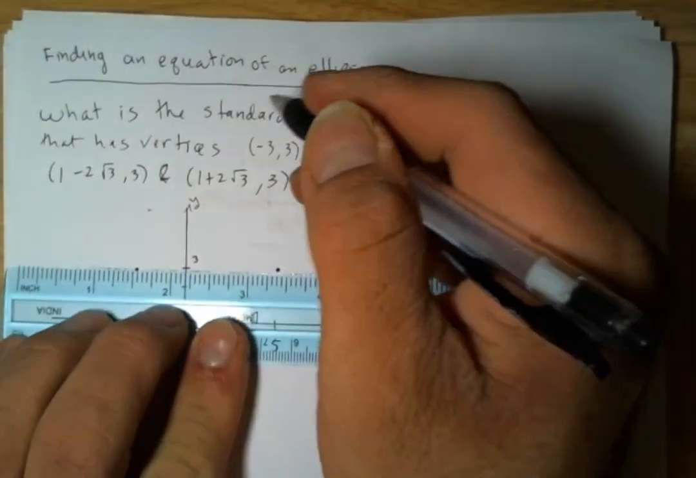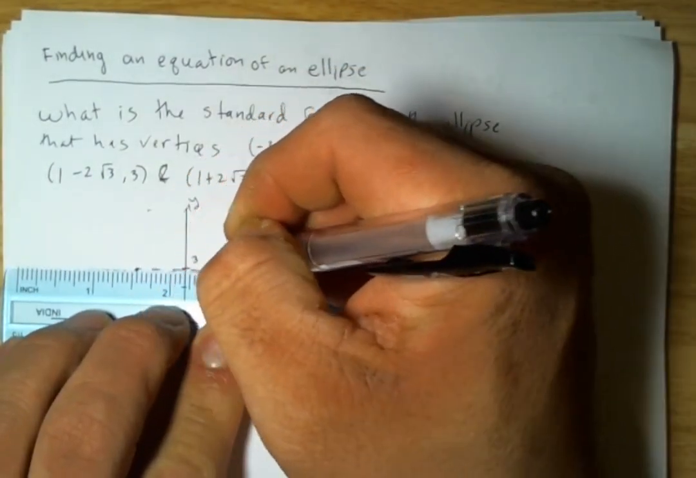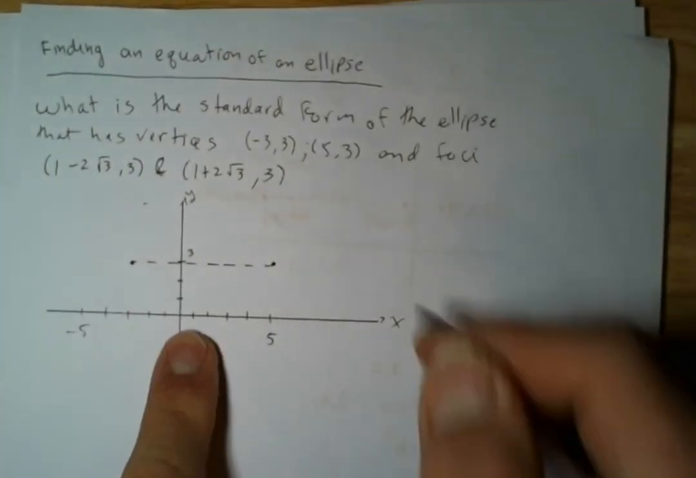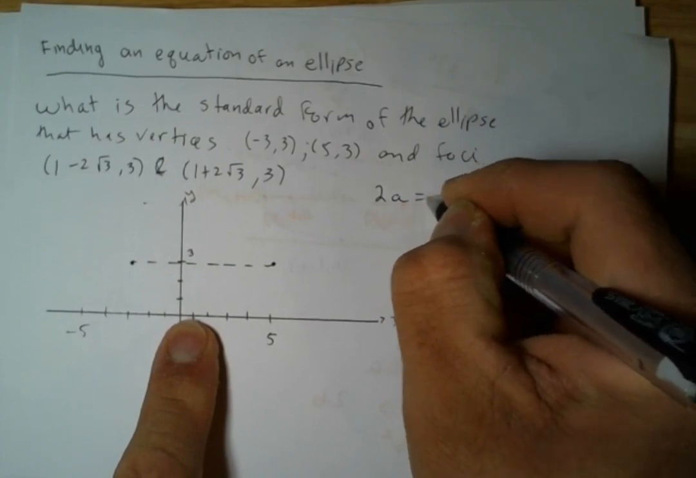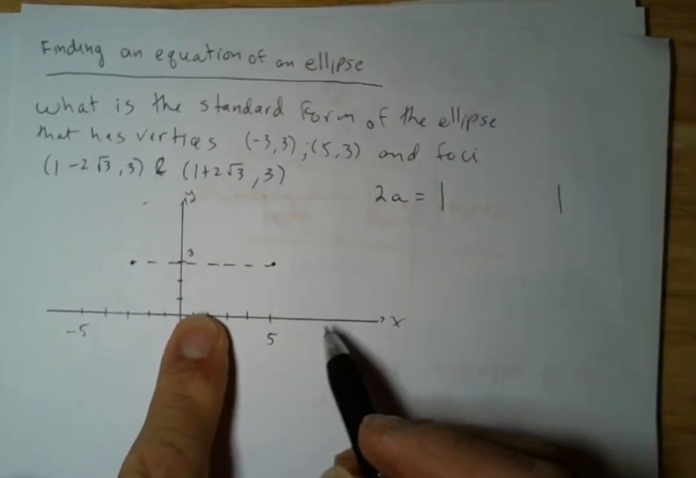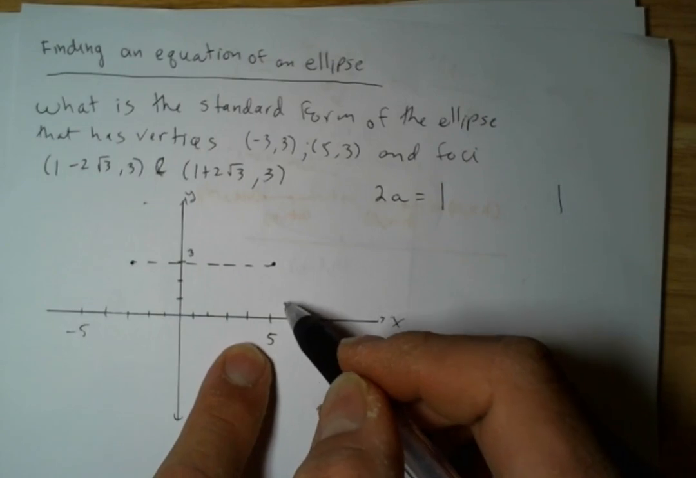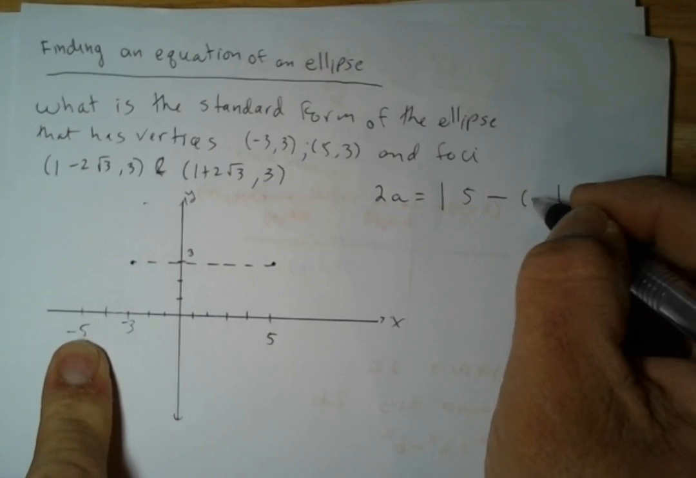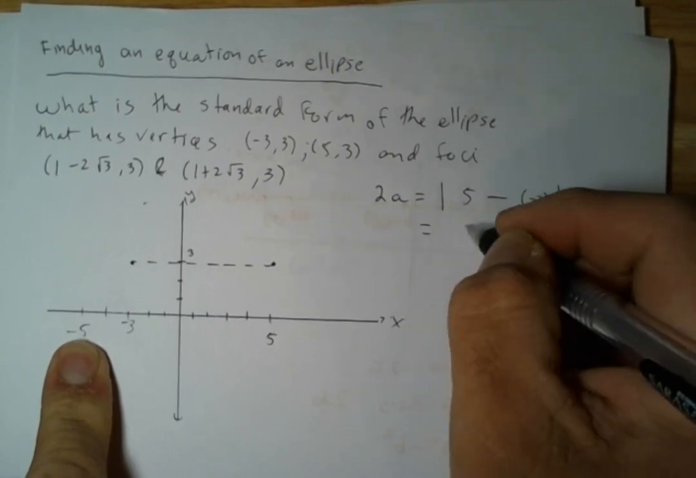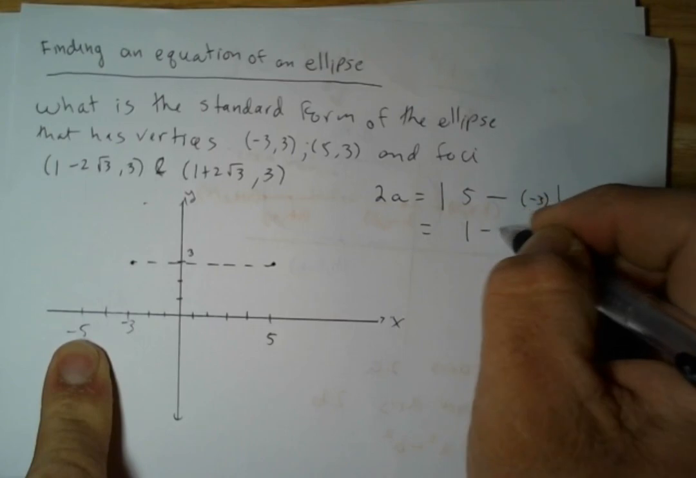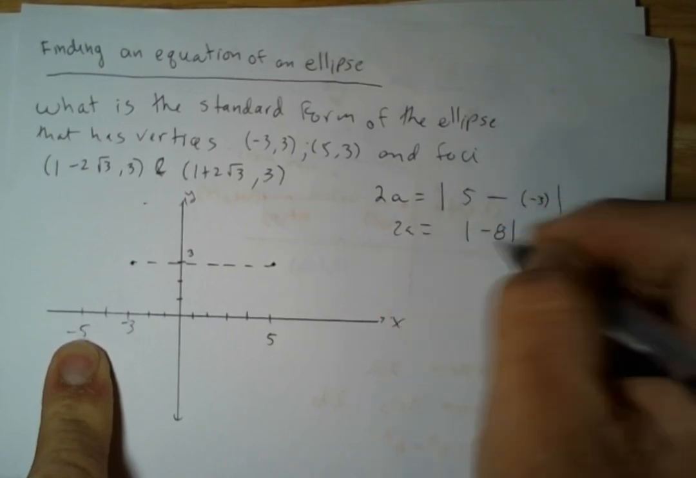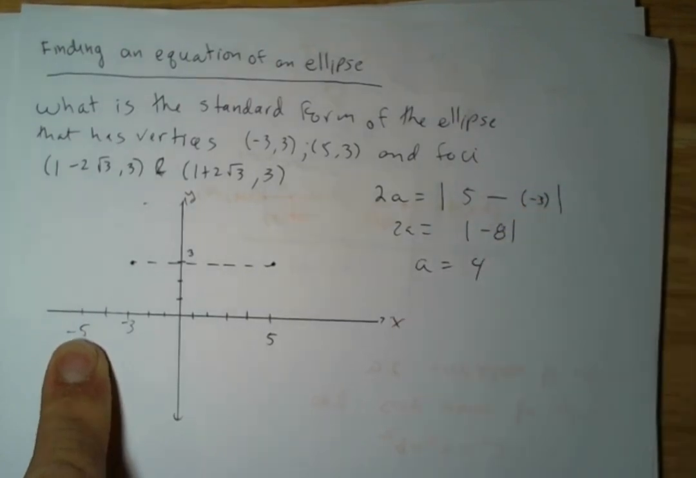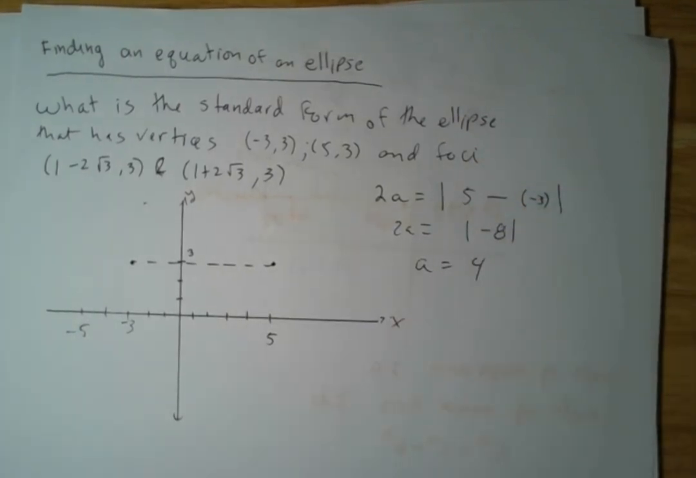So this is my major axis. The length of my major axis is 2a. I'm going to take the absolute value because it's a length, so that value is always positive. So take the right endpoint, 5, minus the left endpoint, which is -3. Right away, we get |-8|. Drop the absolute value, we get 8, divide by 2, we get a is 4. Nice, right off the bat, we get this value here.